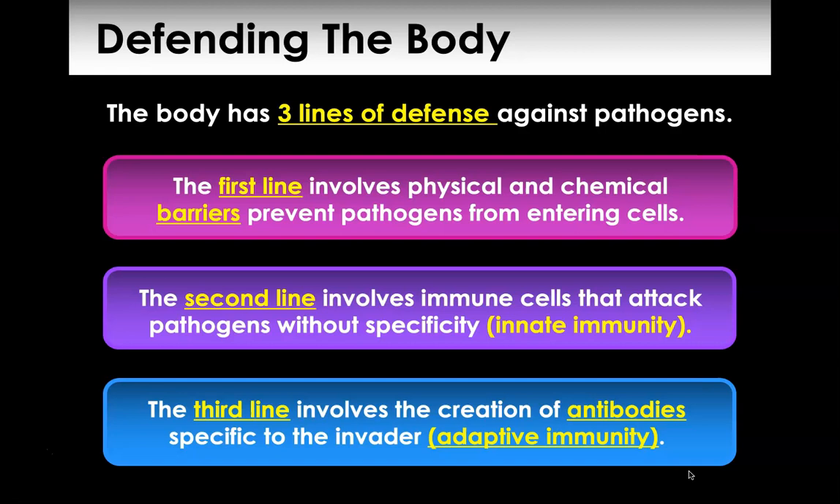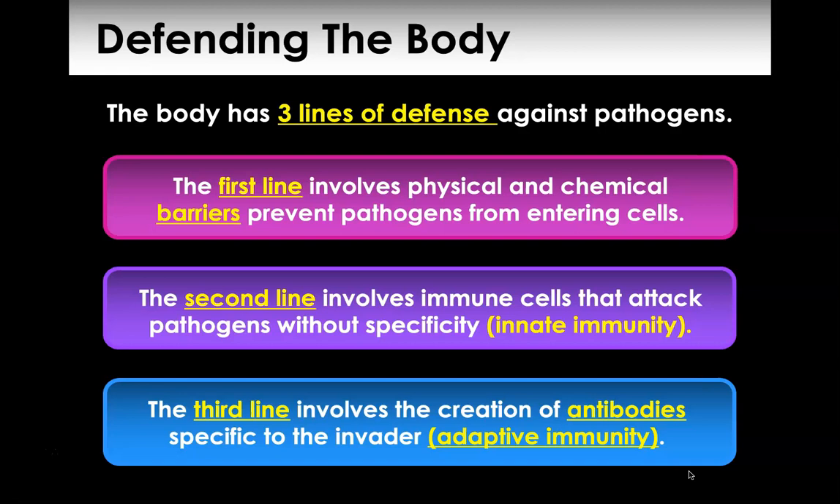Okay, remember we know that whenever there is an infection in the body or the body is damaged in any way, the immune response has 3 stages. So there's 3 lines of defense against any sort of pathogens that enter your body. Remember, the first line of defense involves those chemical and physical barriers that prevent the pathogens, first of all, just from entering your body or entering any of your cells. The second line of defense, which is the topic of today's lesson, involves immune cells that attack pathogens without any specificity. So they just attack any kind of pathogens or foreign cells that enter your body.